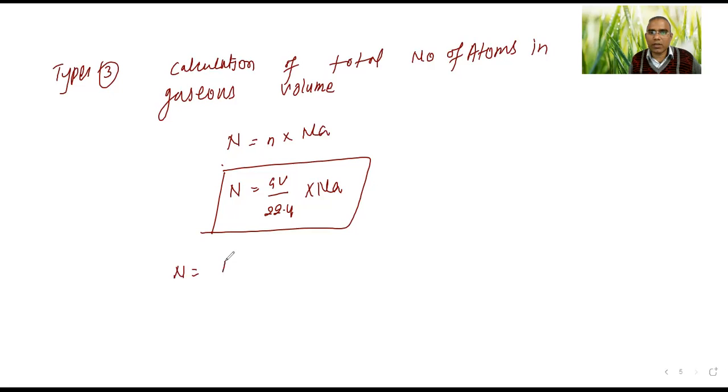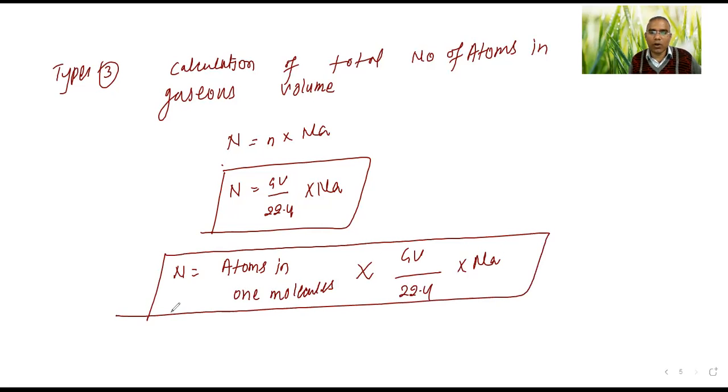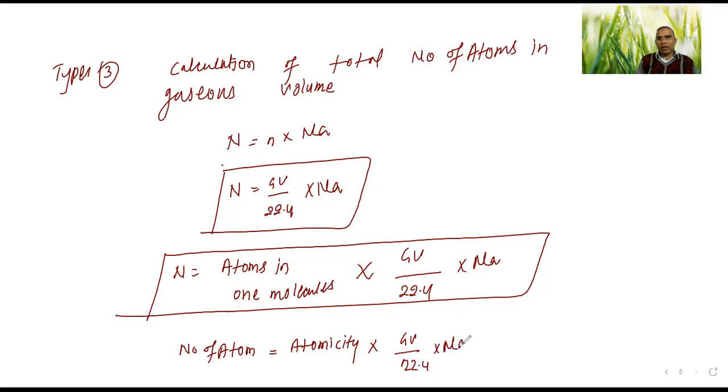But total number of atoms N is equal to atoms in one molecule multiplied by given volume upon 22.4 liter into Na. So this is the complete formula. If anyone is asking the number of atoms, then we use atomicity multiplied by given volume upon molar volume, which means 22.4 liter into Na.